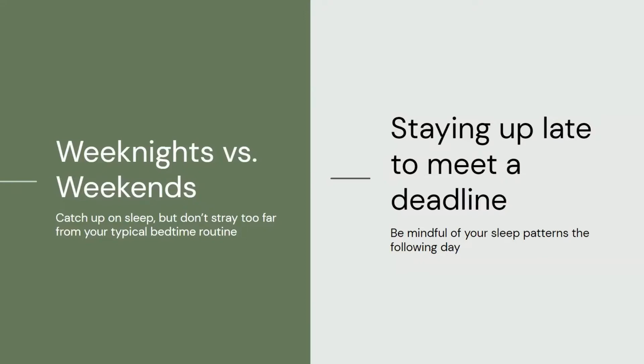If you're waking up at 7 during the week and you want to wake up at noon, maybe on the weekend you need to set an alarm for 10:30. You can still sleep in a little bit, but if you go too far the other direction, it's going to throw off your routine. And then what happens if you're staying up late to meet a deadline? The next day, you just want to be mindful of your sleep patterns and avoid as much as you can taking massive naps or staying up till 5 in the morning only to fall asleep for 8 hours the next day.